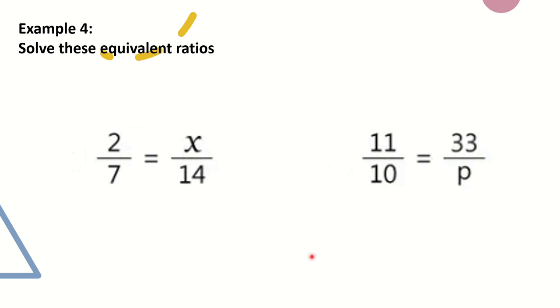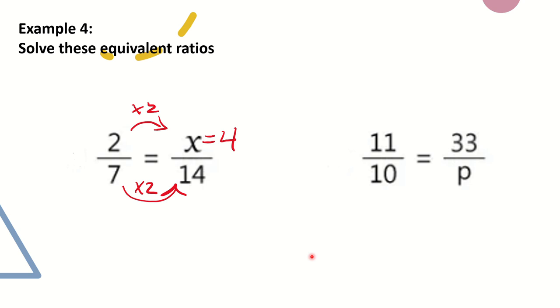So in this case, let's look at our first one. We have 2 over 7 is equal to x over 14. Remember, x is my unknown. Anytime we see a letter, that means it's an unknown number, and we're trying to figure out what that number is. So in this case, I could go 7 times 2 gives me 14. And we already know the rule. Whatever I do to the bottom, I also have to do to the top. So I can go 2 times 2, and that gives me 4. So 2 over 7 is equivalent to 4 over 14.